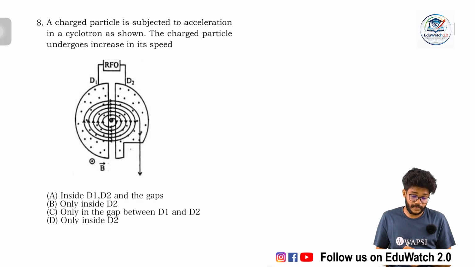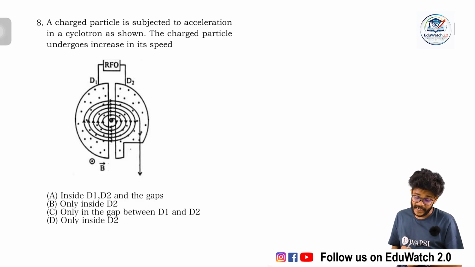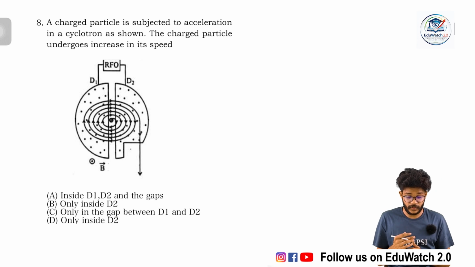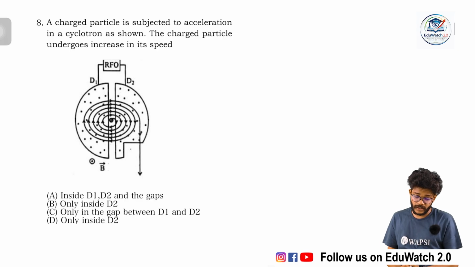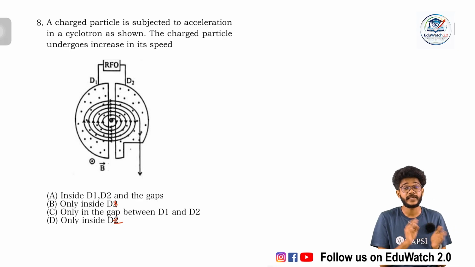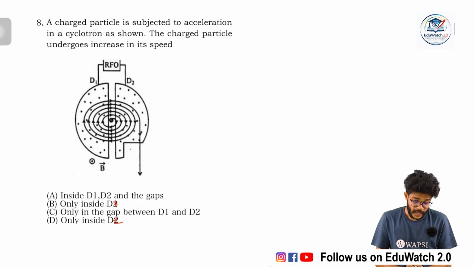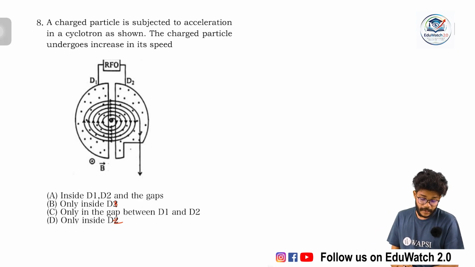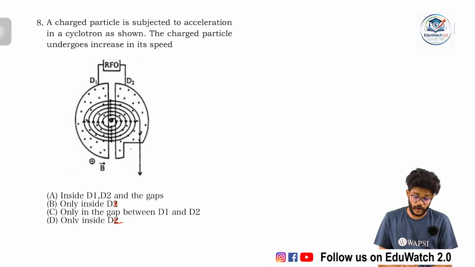The charged particle undergoes an increase in its speed inside D1 and D2, and the gap. Option B is only inside D2, and only inside D1. This is D1 and this is D2. That kind of options are truly wrong. Only inside D1, and both D1 and D2 are the same. Inside D1 and D2 and the gap is one option, and only in the gap between D1 and D2. Which option is correct?